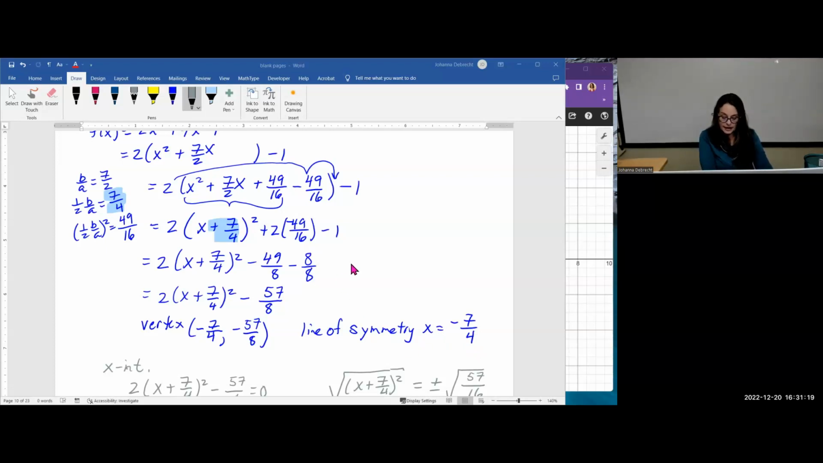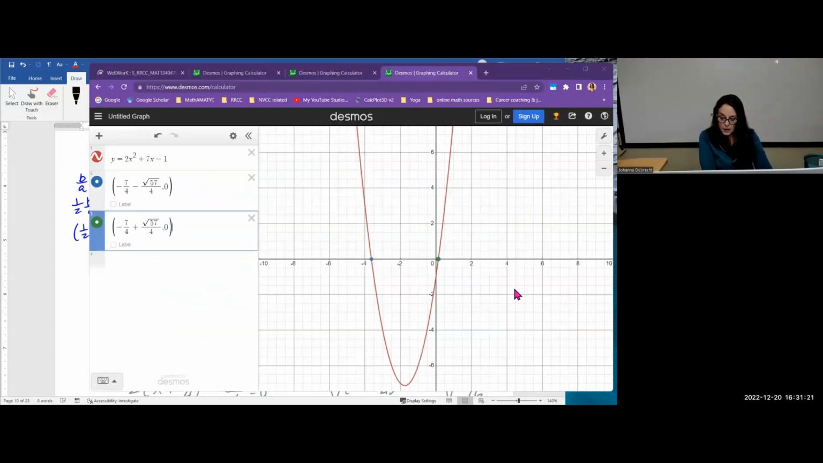It's that vertical line. So let's take a look at the graph over here. You can see the graph right here. And this point right down here at the bottom, if I can get it right on the bottom, that seems to be it. That is negative 7/4, whatever that other thing was, negative 57 over 8. So that gives us those decimal numbers exactly.